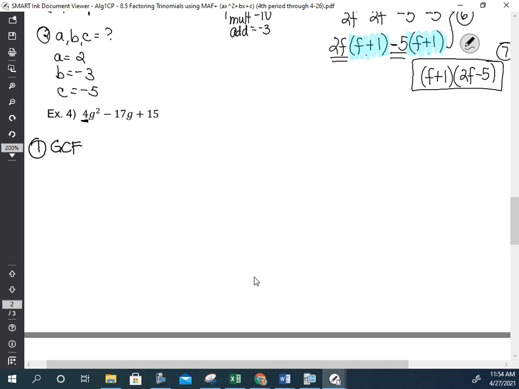So we got a 4, we got 17, we got 15. What's the biggest number I can take out? Is there anything that will divide into all three numbers? 1. Worst comes to worst, if nothing works, the number 1 will. Do we have the same variable? No. So your GCF is 1. Nothing we can really do right now.